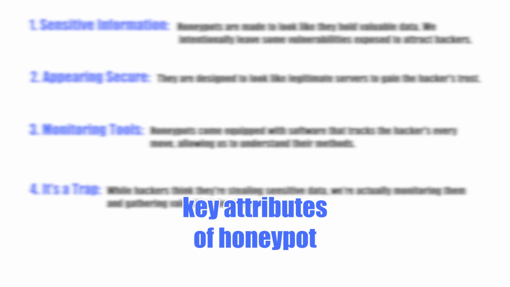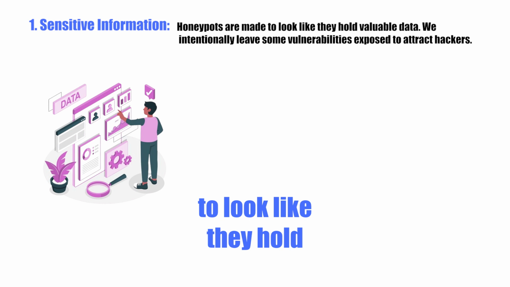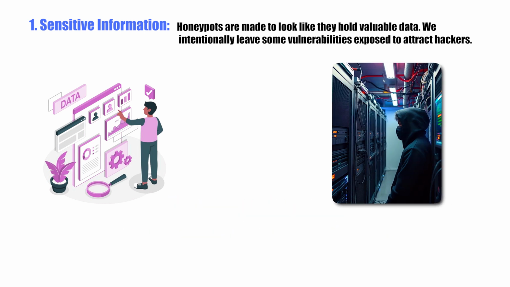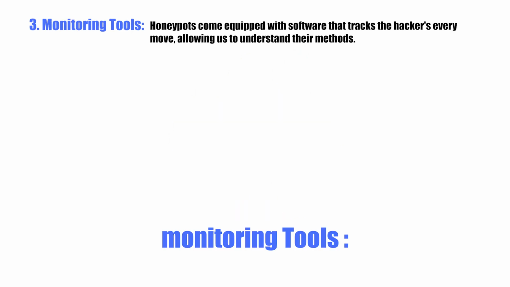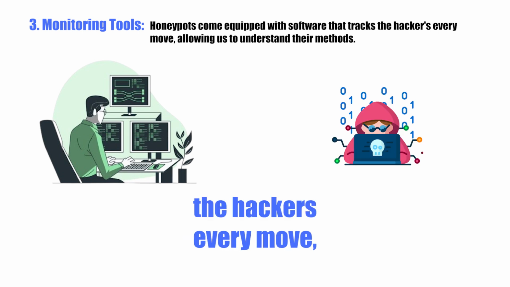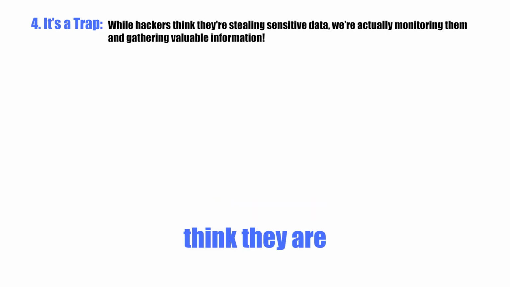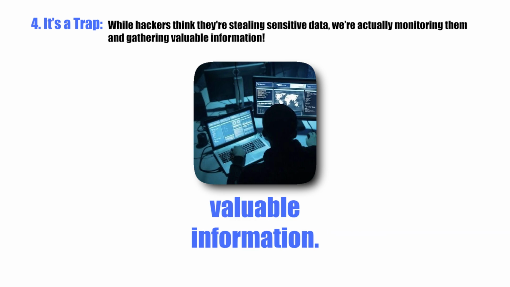Here are a few key attributes of honeypots. Sensitive information: honeypots are made to look like they hold valuable data. We intentionally leave some vulnerabilities exposed to attract hackers. Appearing secure: they are designed to look like legitimate servers to gain the hackers' trust. Monitoring tools: honeypots come equipped with software that tracks the hackers' every move, allowing us to understand their methods. It's a trap. While hackers think they are stealing sensitive data, we are actually monitoring them and gathering valuable information.